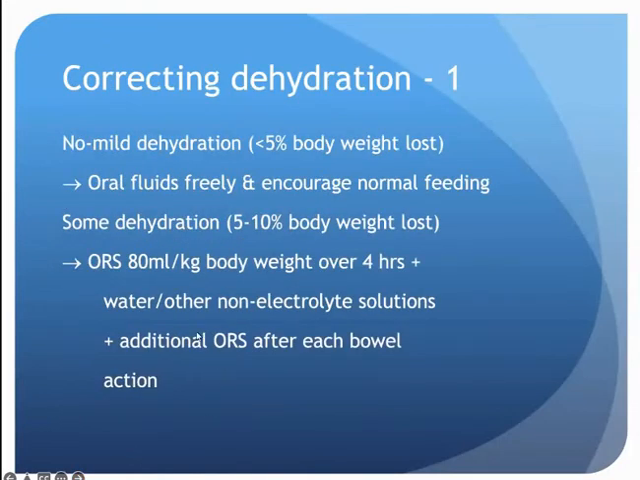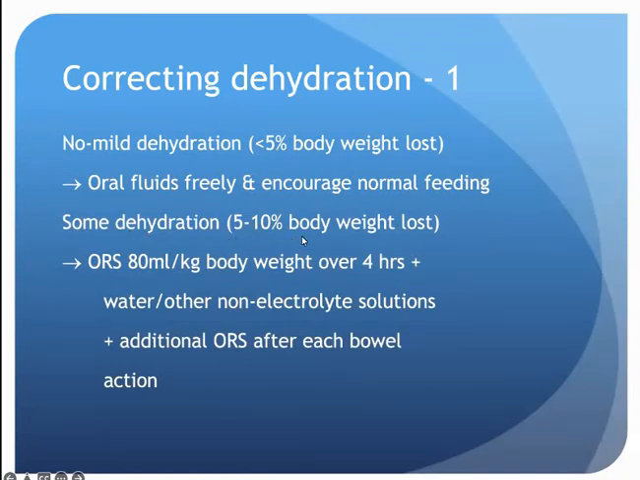So, when you correct dehydration, start with mild dehydration. You would give oral fluids freely, you'd encourage normal feeding, and you would give breast milk, citrus juices, rehydration fluids, and/or water. In mild dehydration, often you can get away with just giving water, breast milk, and fruit juices.